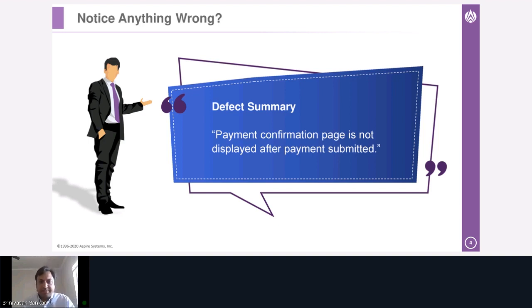Before we get started, I just wanted to quickly showcase this. This is a regular defect summary. Please do take a look at this. It just says that the payment confirmation page is not displayed after the payment is submitted. This is a straightforward defect summary that we see day in and day out. It just tells what the problem is. Nothing eventful about this.